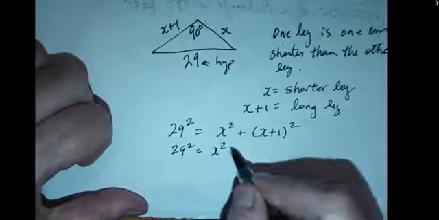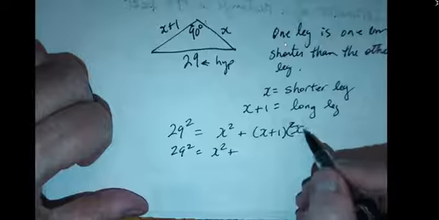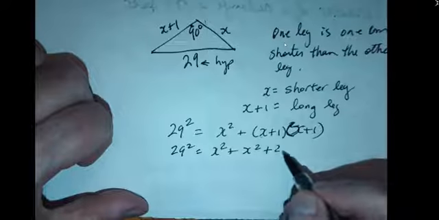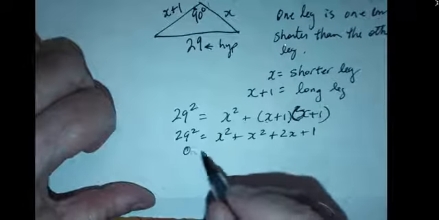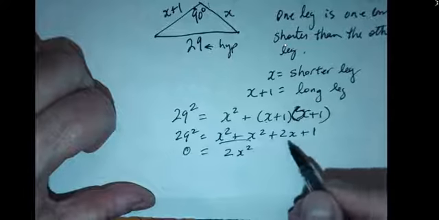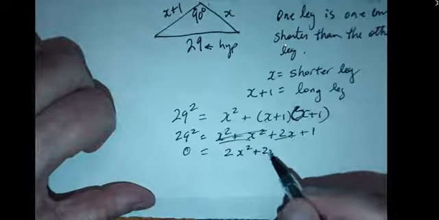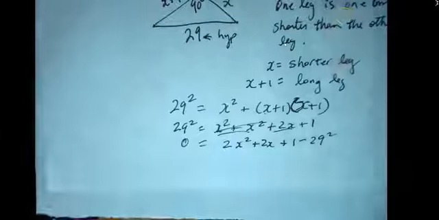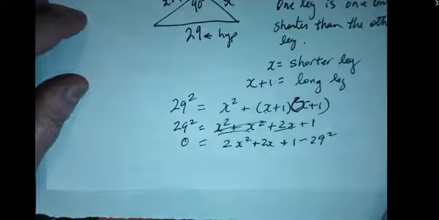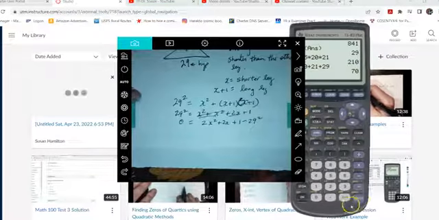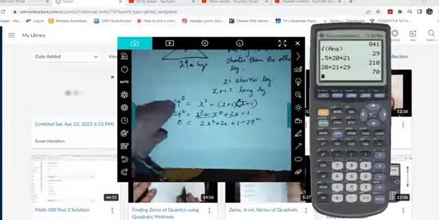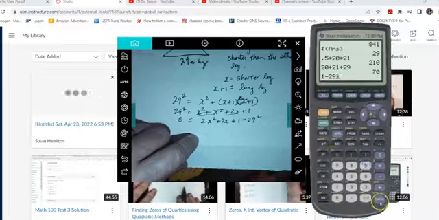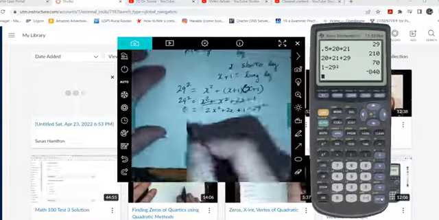So now that's going to be X plus 1 times X plus 1. And I'm going to have to expand that. So it's going to be X squared plus 2X plus 1. And so I'm going to have 2X squared plus 2X plus 1, and then minus 29 squared. Okay, let's see what that is. So 1 minus 29 squared is going to give me negative 840.